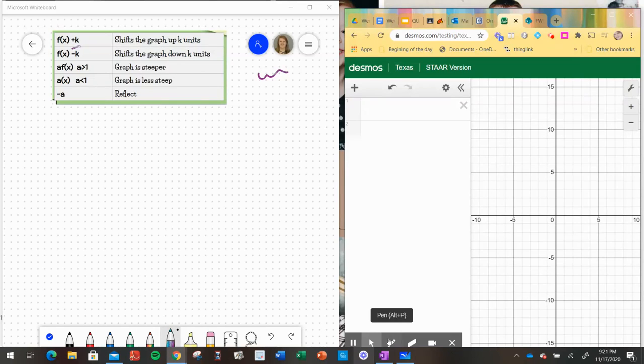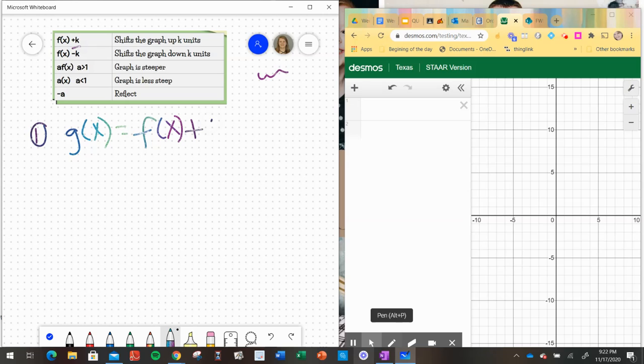Okay, so we're going to review the different types of transformations that we talked about, right? So we talked about 5 different ones. My first one is f(x) + k. Sometimes we'll see it as + b, but an example of that would be if I have g(x), which is my new function, equal to f(x) + 2, right? So that + 2 is going to shift it up.